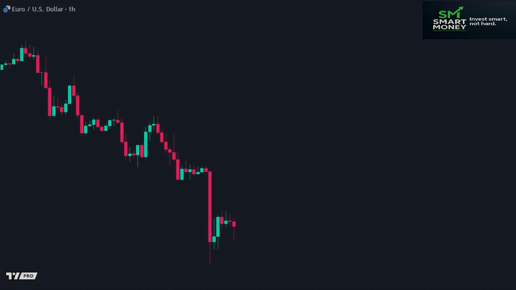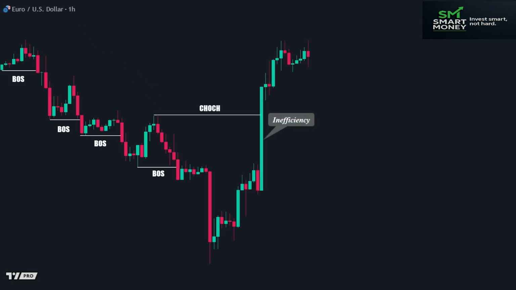Here we have the euro-dollar 1-hour chart on the screen. As you can see, price is in a strong downtrend, and bears are clearly in control since the market has already formed multiple bearish breaks of structure, more than 3 to be exact. Now, if you look closely, you can see that price has formed a bullish change of character with a noticeable imbalance, breaking and closing above the latest major high. This indicates that sellers are starting to lose control, and the market is likely preparing for a shift in direction.